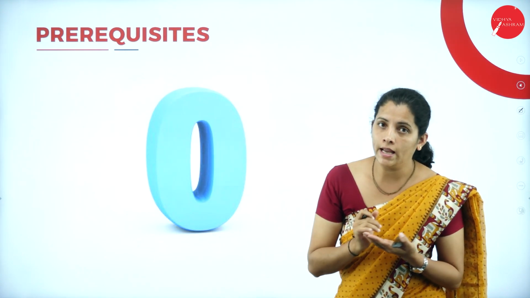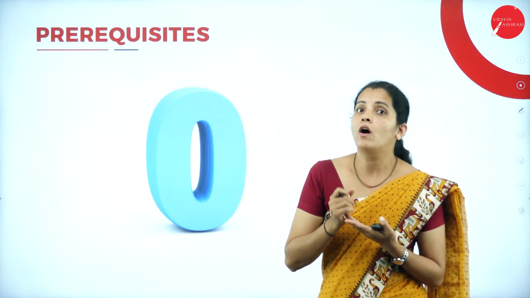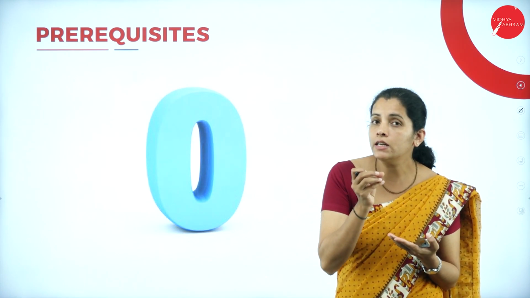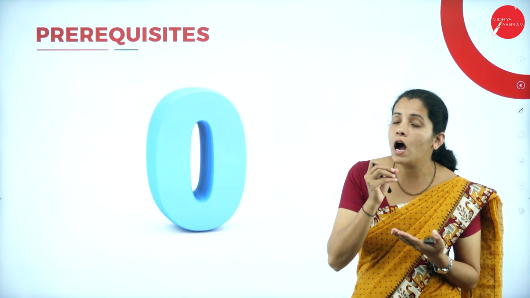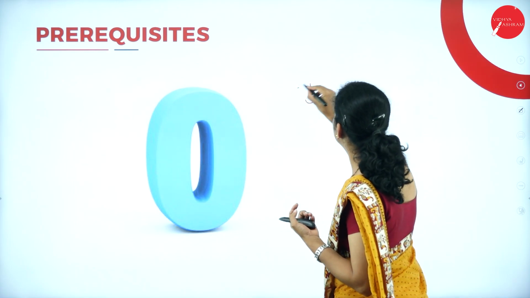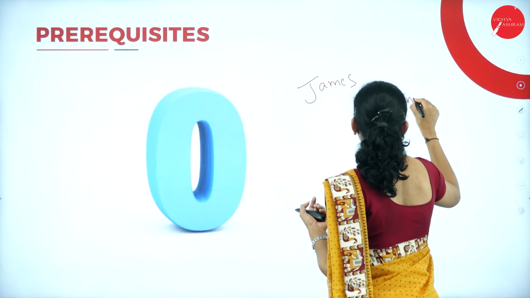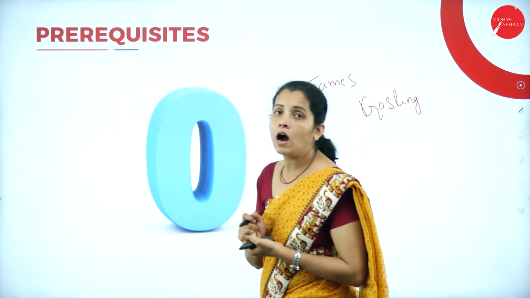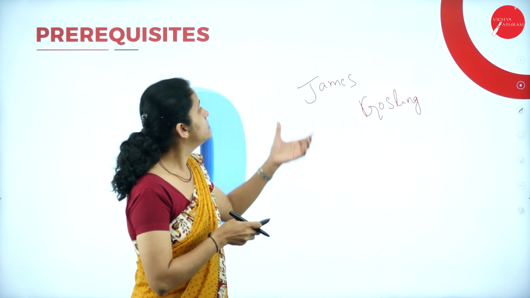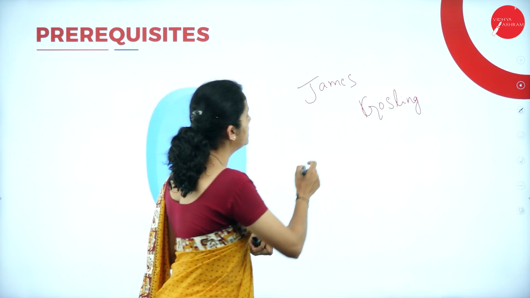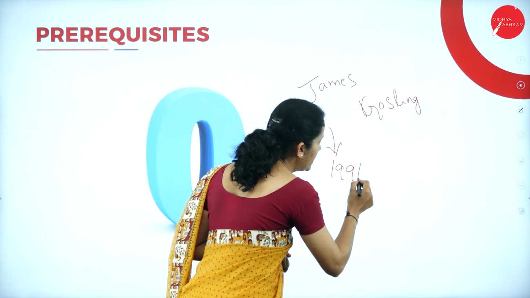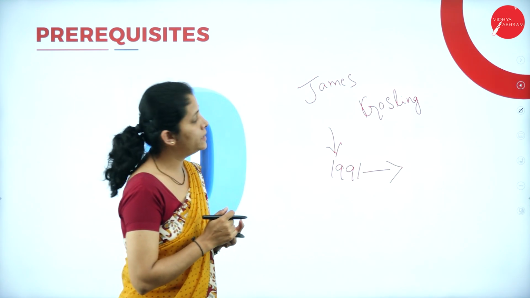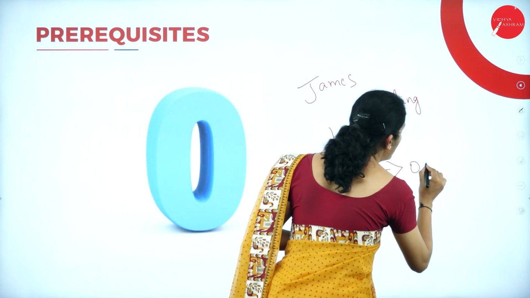Now tell me, who invented or developed Java programming? The Java programs were developed by James Gosling. I repeat, the Java programs were developed by James Gosling in the year 1991. And what is the initial name of Java programming? That is nothing but VOYAC.